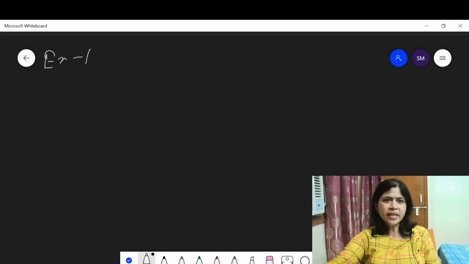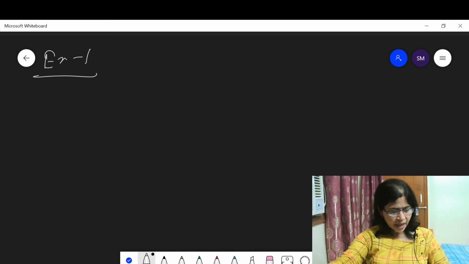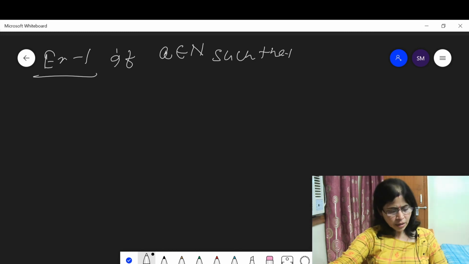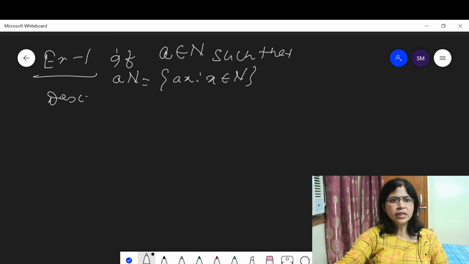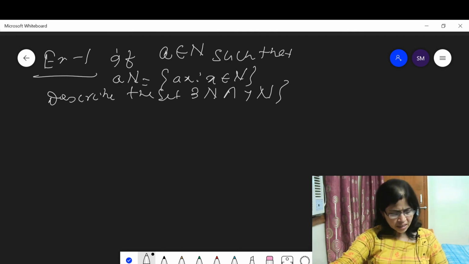Example 1. What does example 1 say? The example 1 says that if aN is equal to {ax such that x belongs to N}, where x is a natural number, then describe the set 3N intersection 7N. Let us solve this. The solution.